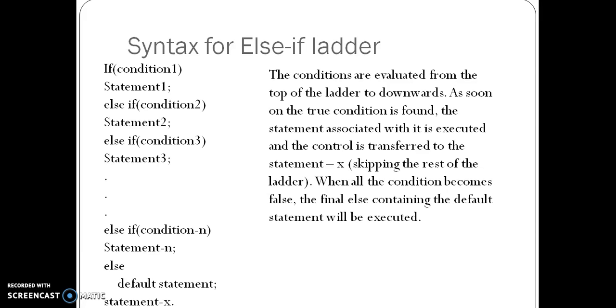Here you need to listen carefully. If the statement if is present, we need to have it balanced with the else. This is the set of statements. The conditions are evaluated from the top of the ladder downwards. As soon as the true condition is found, the statement associated with it is executed and the control is transferred to the next statement, skipping the rest of the ladder. When all the conditions become false, the final else, the default statement, will be executed.